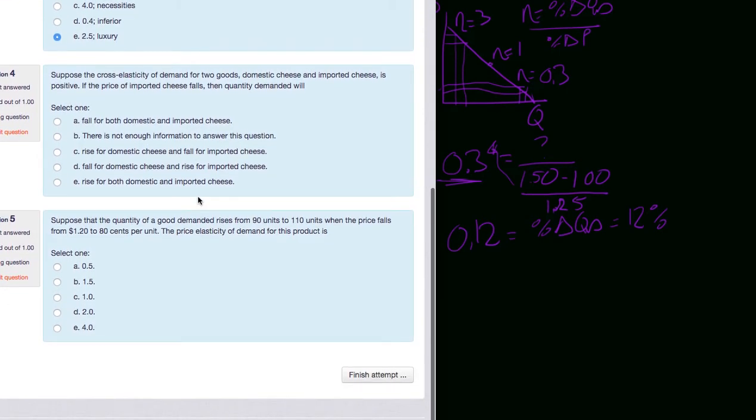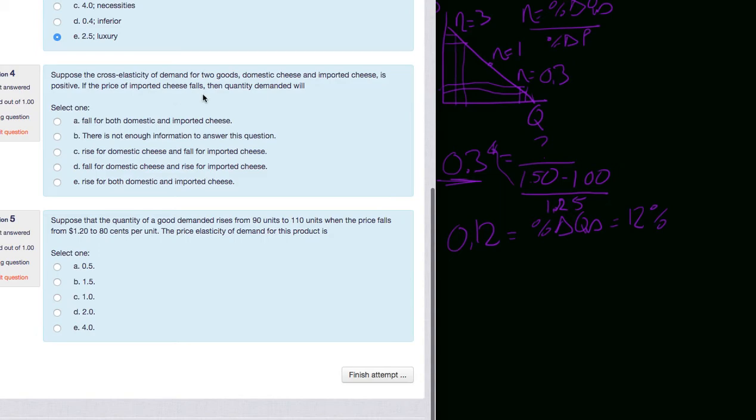Suppose the cross-price elasticity of demand for 2 goods, domestic cheese and imported cheese, is positive. Okay, so cross-price elasticity of demand is percentage change in quantity demanded for one good over percentage change in price of another good. If they're both moving in the same direction, it means that as the price of, let's say, Pepsi goes up, I now demand more Coca-Cola. This is a situation where we're dealing with substitutes. Because as the price of Pepsi goes up, you demand less Pepsi and you demand more Coca-Cola.